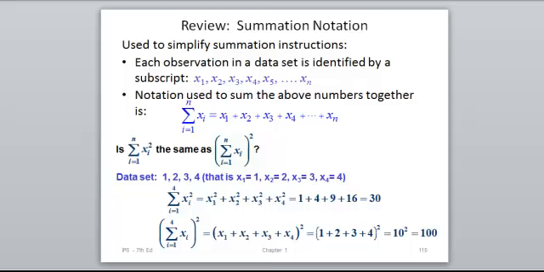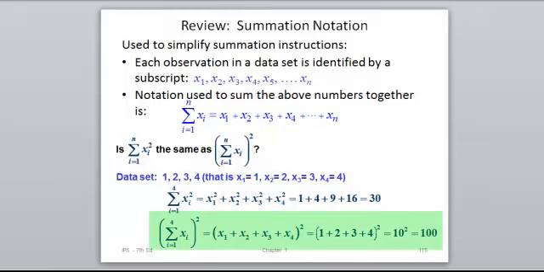So we actually show, we get a data set 1, 2, 3, and 4, and we say that 1 is our first data value, 2 is our second data value, 3 is our third data value, and 4 is our fourth data value. And we do the summation from 1 to 4 of our x sub i squared, and we get 30 as our answer. And you can see the computation.